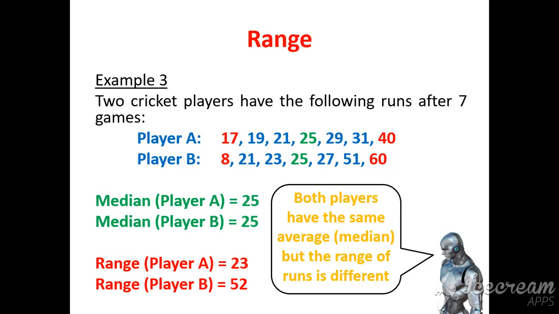Now, is that going to help me decide? Perhaps it might, because perhaps I'd say to player A, his or her results are more consistent, they're closer together, not as varied, whereas player B has a pretty small run of 8 and a really high run of 60, and their results are much more varied or spread out. And that might help me decide on which player I'd select in my rep team.